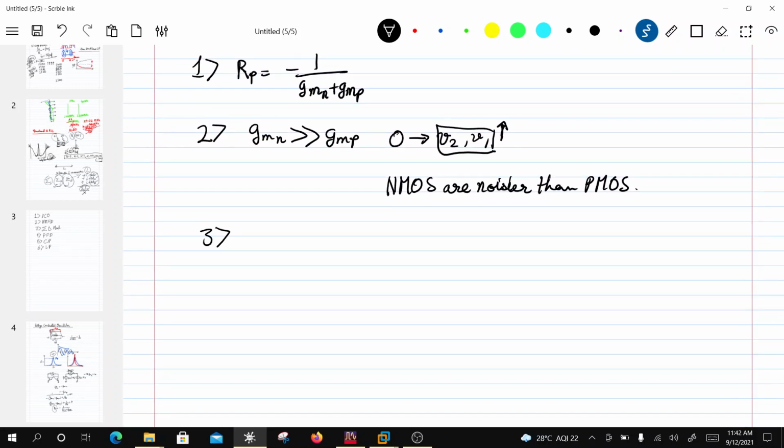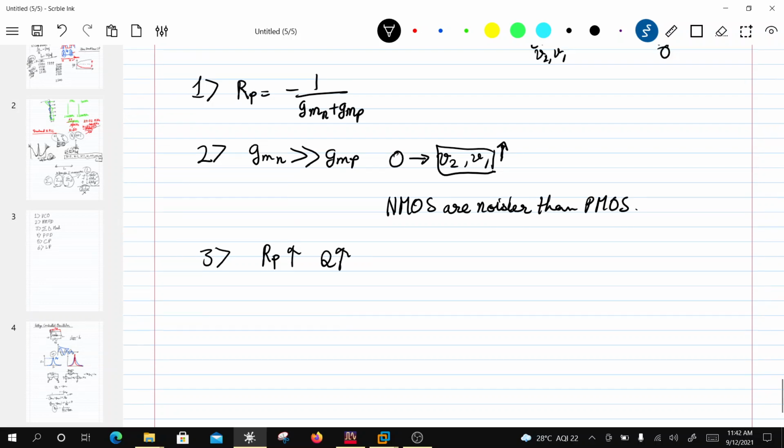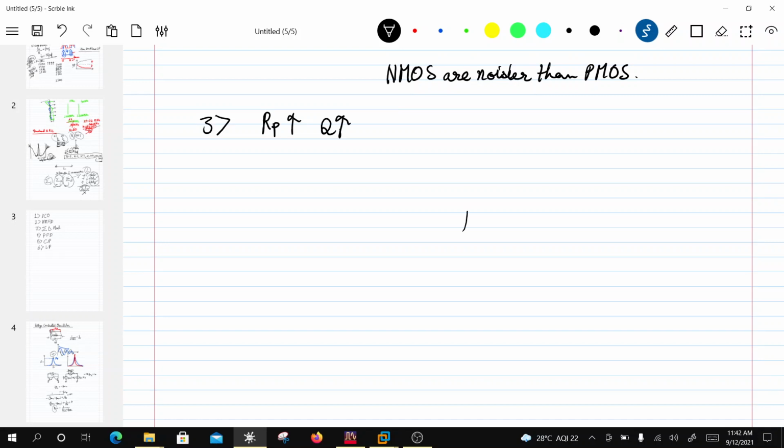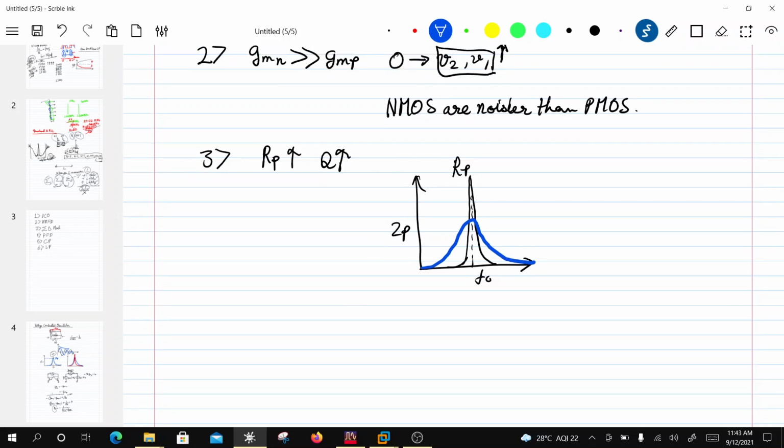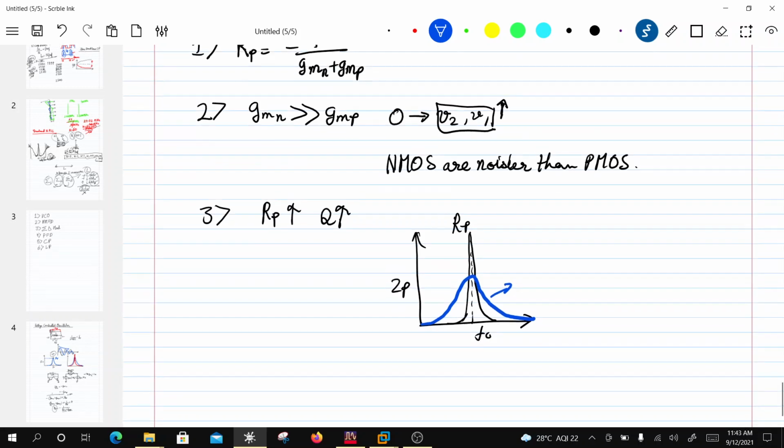Okay. Now the third thing I want to talk about is RP should be maximized. That is, Q of the tank circuit should be large. Now, what I mean by that is, if you have a sharp response of ZP, which we have already seen, versus frequency, so this is at F naught, right? So if this is tall and narrow versus if this is fat and small. Okay, now this scenario will give me a much worse noise figure, or sorry, phase noise, while this scenario is going to give me much better phase noise, and I'll tell you why.